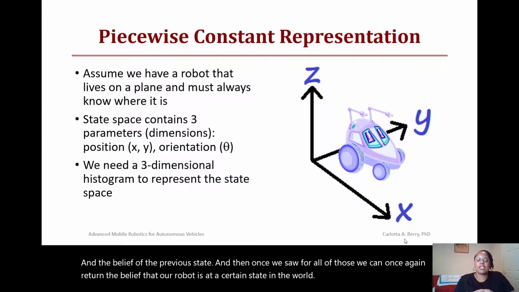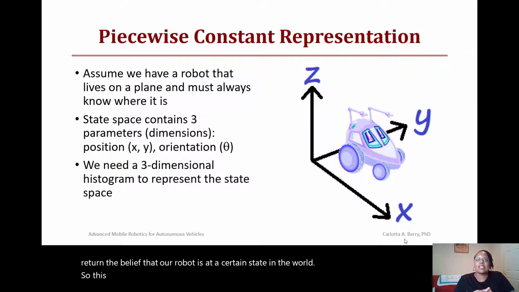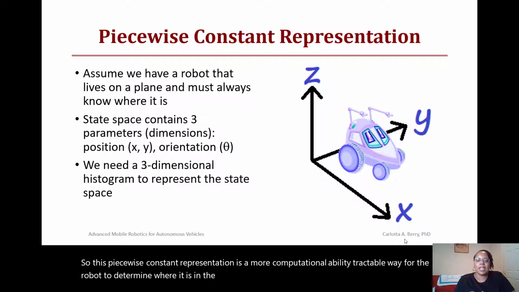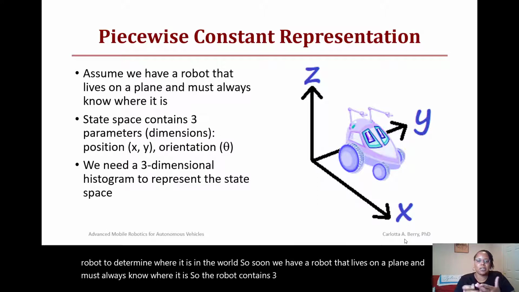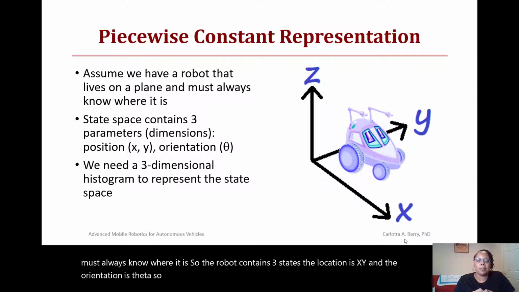So this piecewise constant representation is a more computationally tractable way for the robot to determine where it is in the world. Assume we have a robot that lives on a plane and must always know where it is. The robot contains 3 states: the location is X and Y, and the orientation is theta. So we're going to need a 3-dimensional histogram in order to represent the robot's state space.